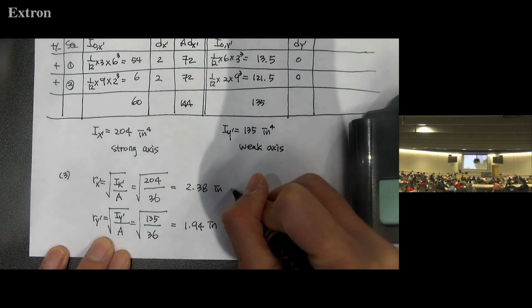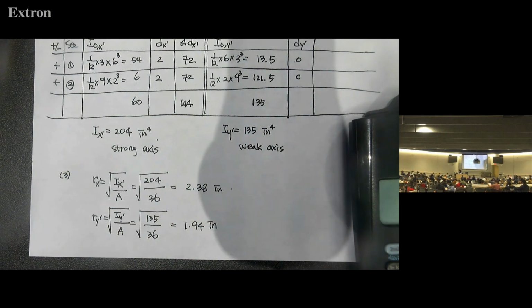Okay, so this is strong and this is weak. So x prime is strong, so we must use the strong axis. So that is the lesson, okay?